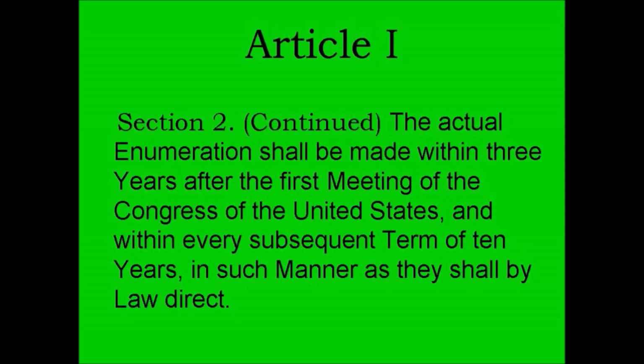The actual enumeration shall be made within 3 years after the first meeting of Congress of the United States, and with every subsequent term of 10 years, in such manners as they may by law direct. So the Constitution was finished in 1787, so in three years, that would be 1790, and 10 years after that. So that's why in the United States, every 10 years, we have a census.